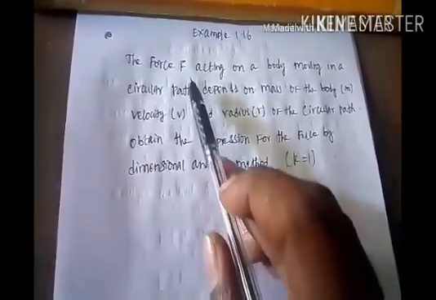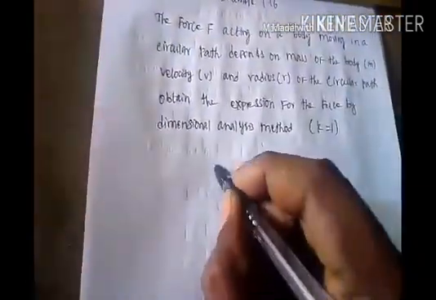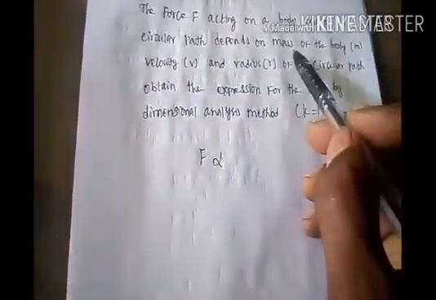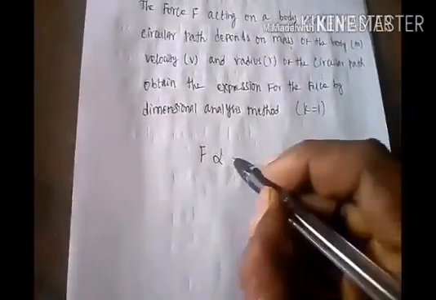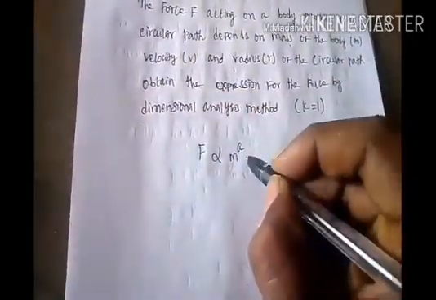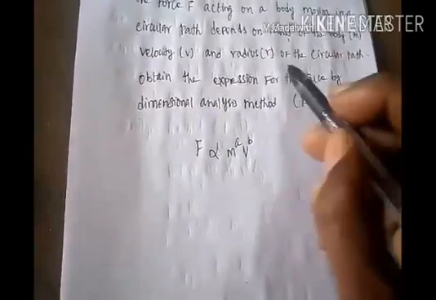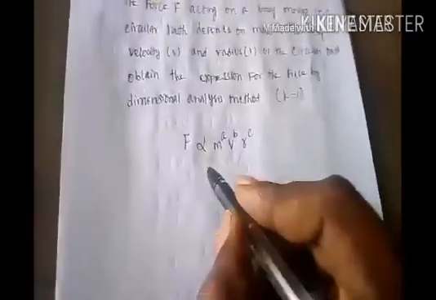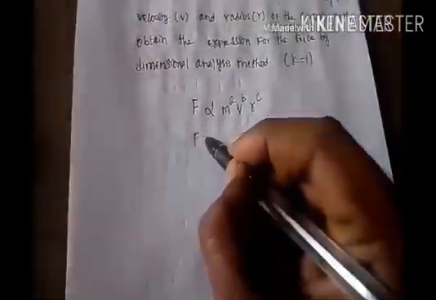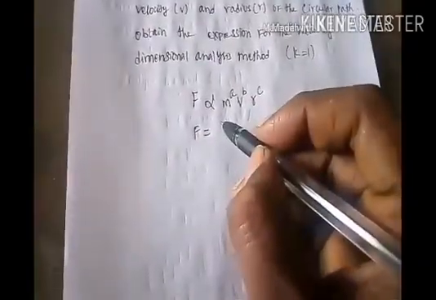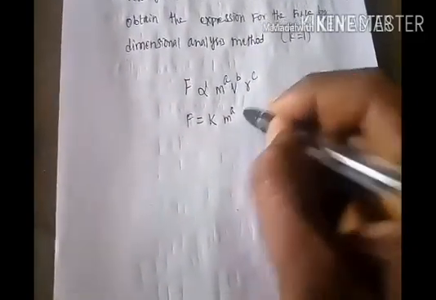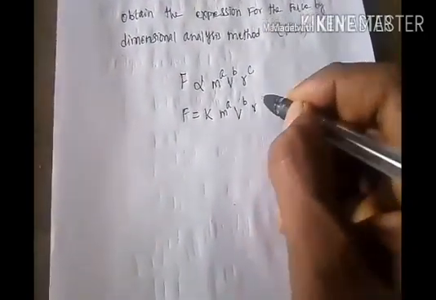So in our problem, the force F directly depends on mass, so we will write m power a. Then velocity, so we will write v power b. Then radius, so here we will write r power c. Whenever a direct proportionality is converted into equal form, you introduce some constant. That constant is k. So F equals k m power a, v power b, r power c.